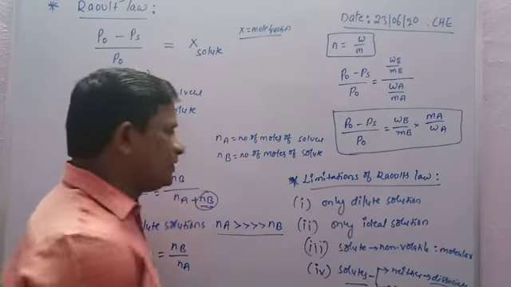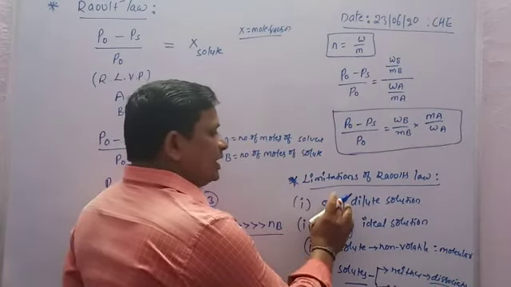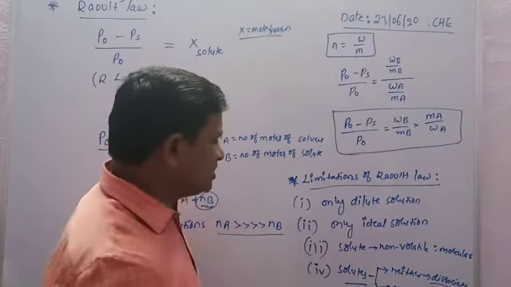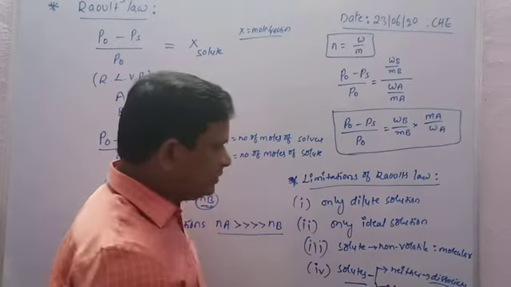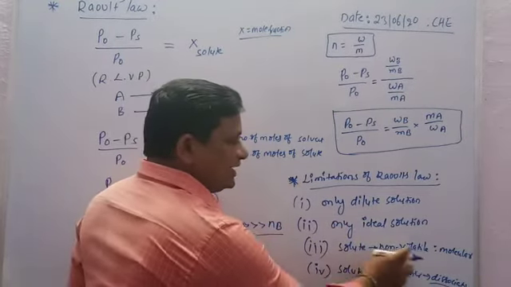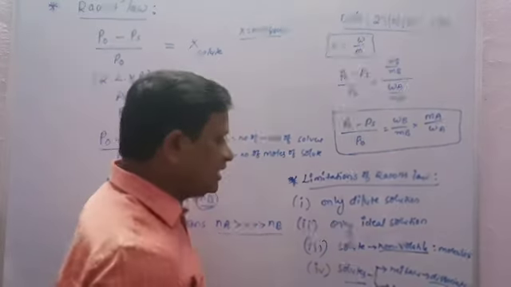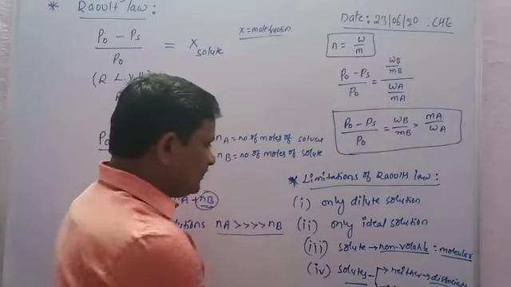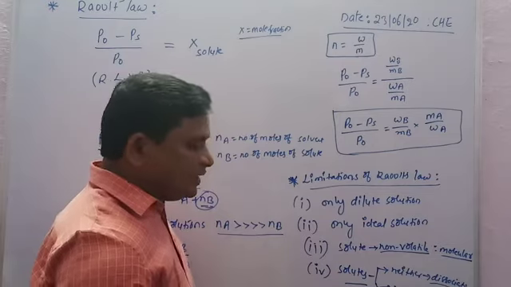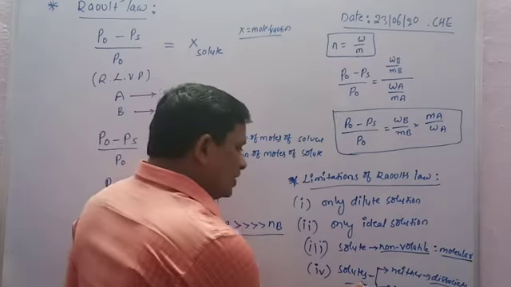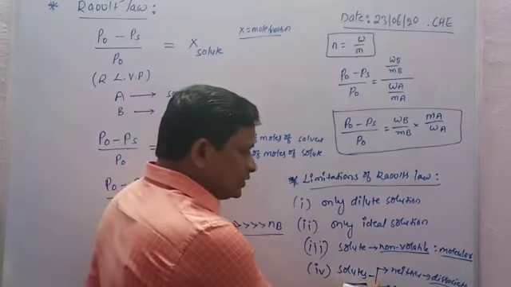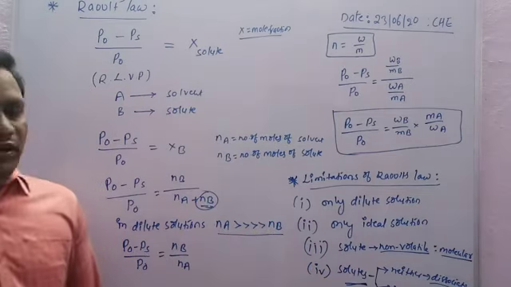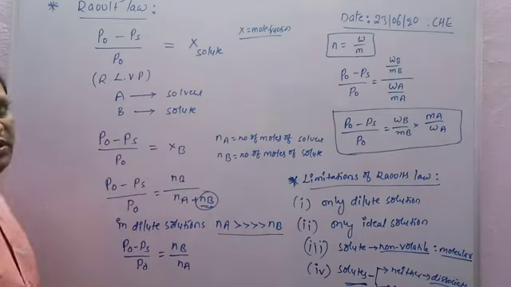What are the limitations of Raoult's law? First, Raoult's law is only applicable to dilute solutions, and only applicable to ideal solutions. Third, the solute is non-volatile and is present in the molecular state. Fourth, in a solution containing more than one solute, the solutes show neither dissociation nor association. So this is the derivation and limitations of Raoult's law.